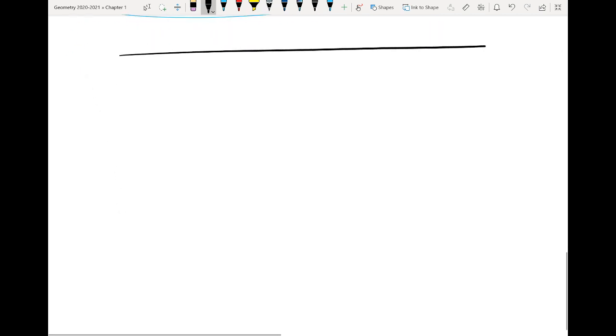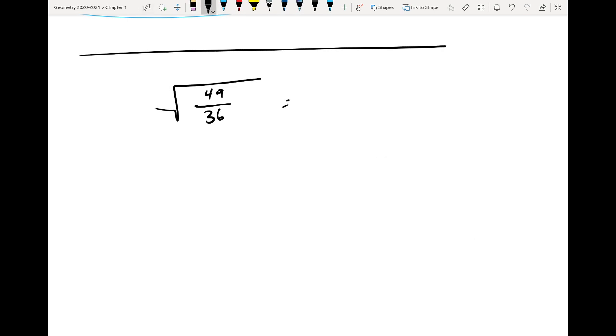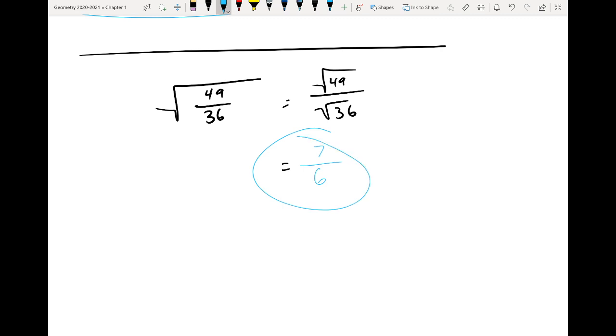All right. Think about this guy. The square root of 49 divided by 36. Well, remember what this means. It's like saying the square root of 49 over the square root of 36. What's the square root of 49? It's 7. What's the square root of 36? It's 6. That's your answer. You can leave it just like that. Remember, we can leave improper fractions. There's no need to convert it. I mean, I guess you could. It could be 1 and 1/6, but I don't need you to do that. Okay.